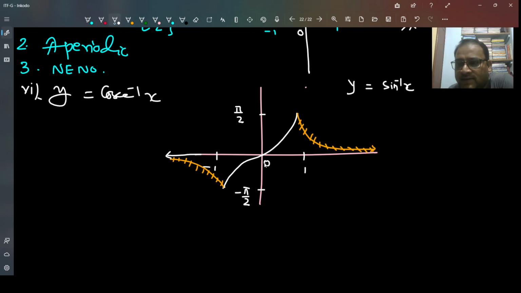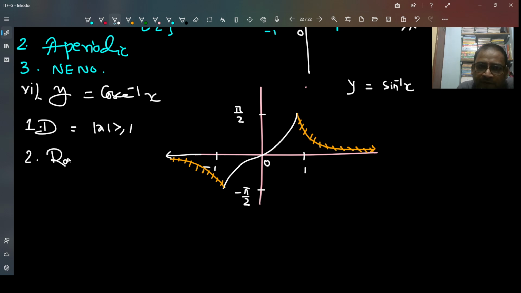Any doubt regarding this? No doubt. So what is the domain? Domain of this function, you notice that mod of x is greater than or equal to 1. After 1, before 1, it is defined. Number 2, what is the range of this function?